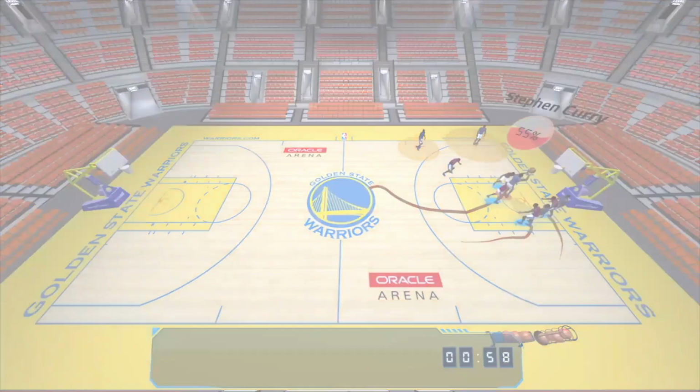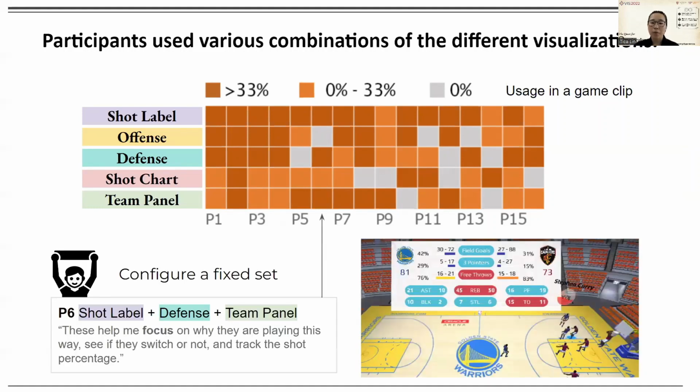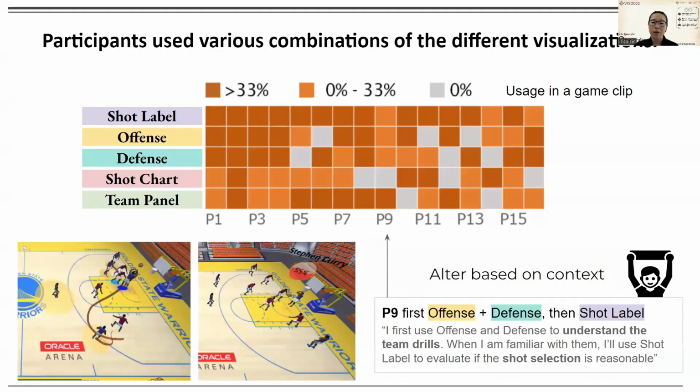Hide shot chart. A key point I want to highlight is we also found that participants use different visualizations in different ways. They choose to combine different visualizations to help them observe the game. So for example, half of the people configure a fixed set. P6 particularly chose 3 visualizations to help him focus on certain game aspects and stick with them for the entire game clip. The other group of users altered the selection based on context. A participant first used offense and defense to understand the team drills, and then switched to the shot label to focus on shot selection.